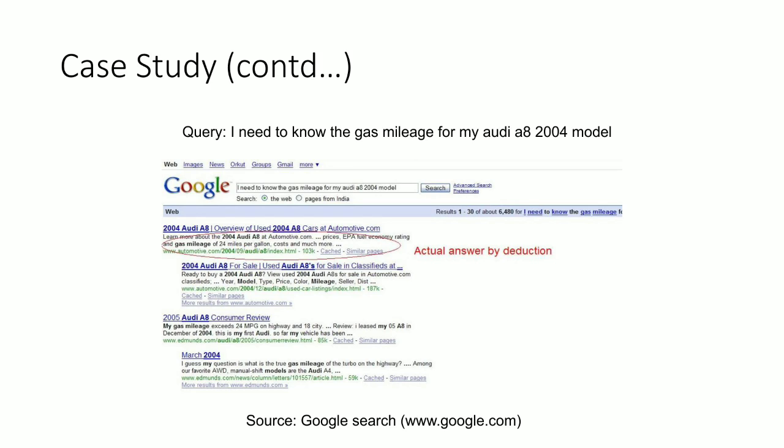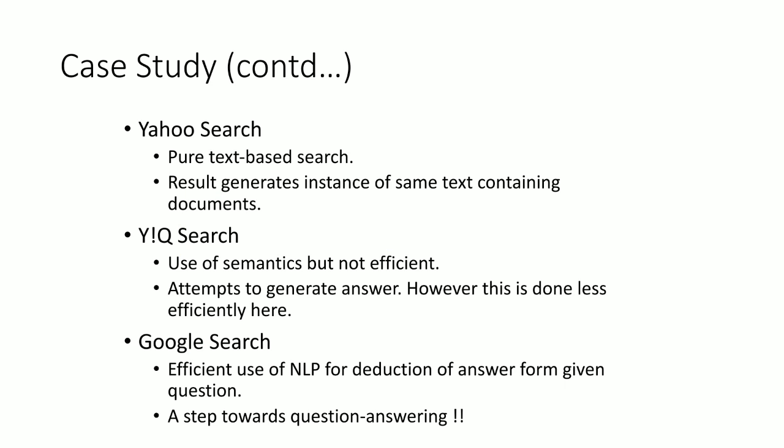If you search in Google, the actual answer is there by deduction. You can see that whatever query is given is reduced, and the actual result that the user wants is shown. So Google actually gives it. There are Yahoo search case studies there.